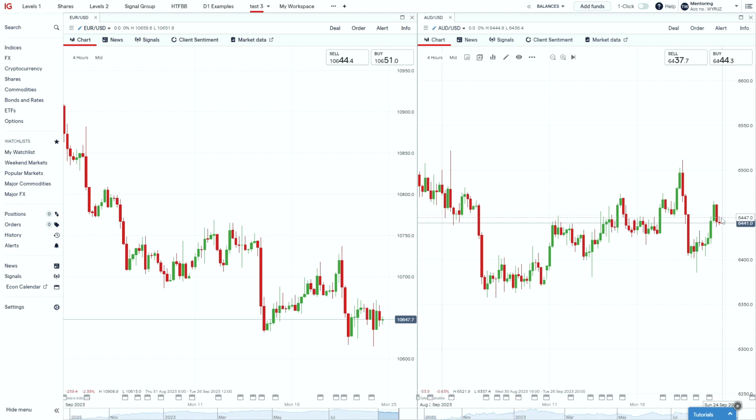But there are elements within here where we can see some pretty strong correlation, which is kind of suggesting the dollar is really driving the move on both these currencies. So let's have a look at a couple of these instances right now.